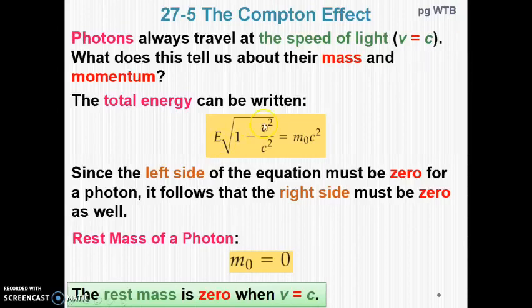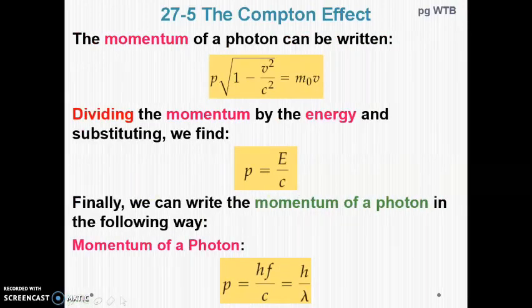Of course, if this one is 0, so this one must be 0 also. So the rest mass of a photon, m naught here, must equal 0. So the rest mass is 0 when v is equal to c, when the speed of the photon is equal to the speed of light. Okay, so the momentum of the photon can be written as p square root of 1 minus v square divided by c square is equal to m naught v.